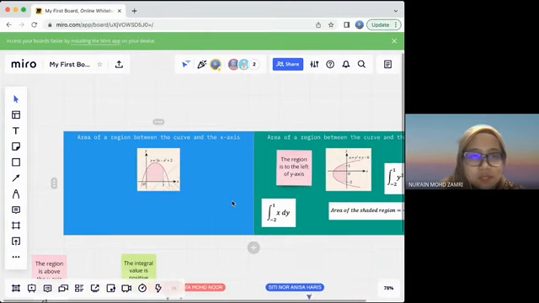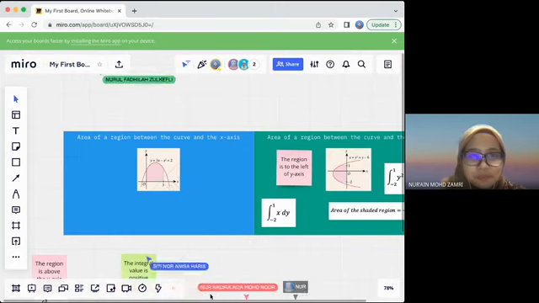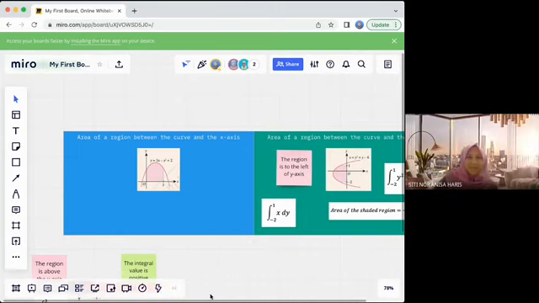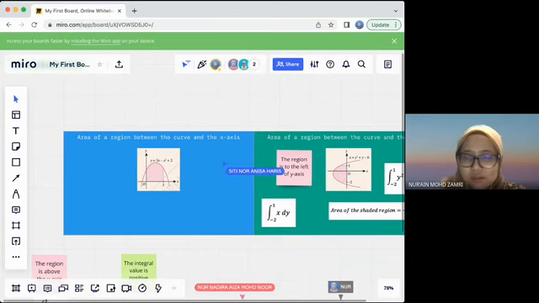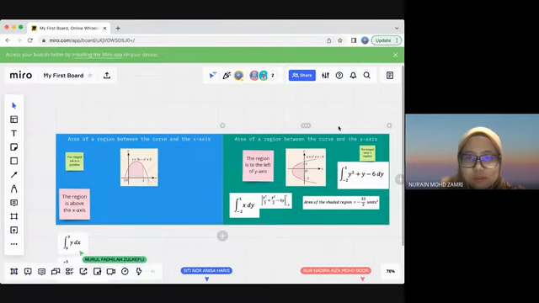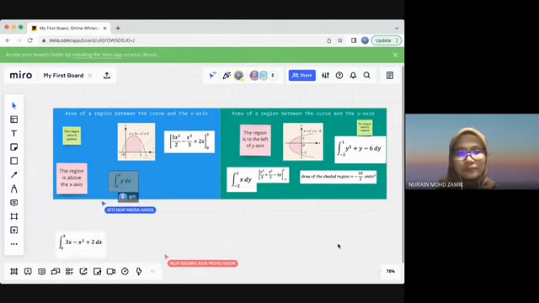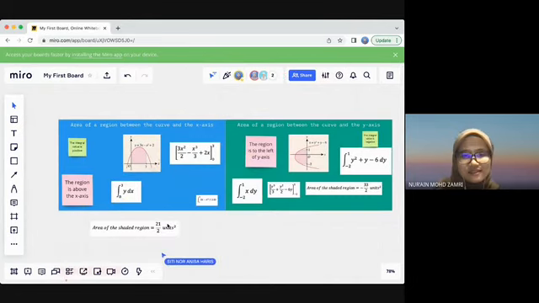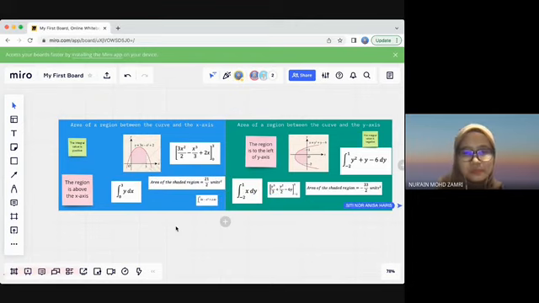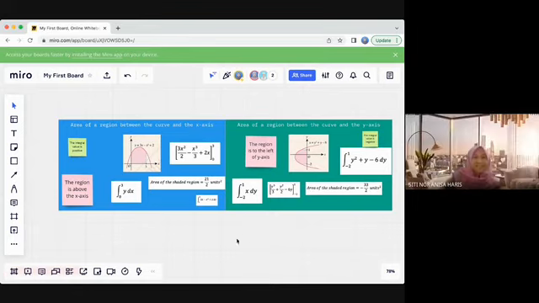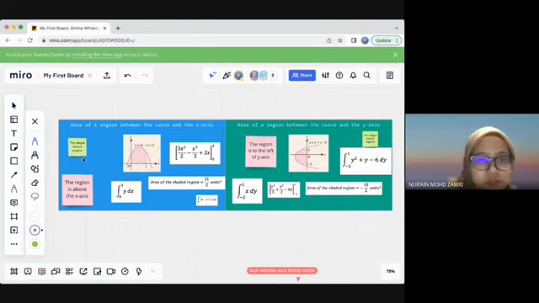You guys okay, students? Okay, teacher. Okay, good. So the table of the area of the region between the curve and the y-axis is finished. So I think that's all, right? Yes, we are done. So this is correct.